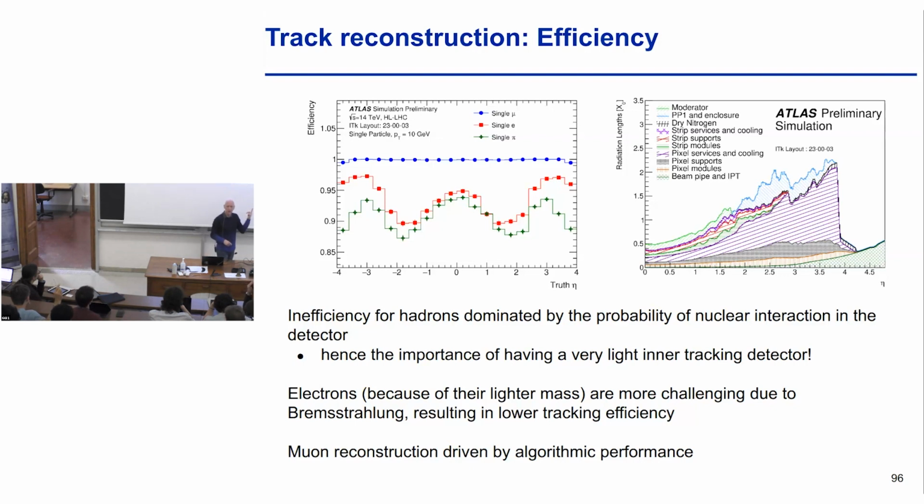And then for electrons, they should behave in some sense like muons. But you see that actually they behave a little bit more like pions. The reason for that is Bremsstrahlung, which becomes important because electrons are very light. And Bremsstrahlung is also dependent on the amount of material, and therefore they follow a similar shape as in the case of pions.